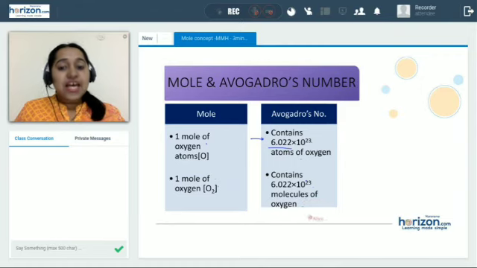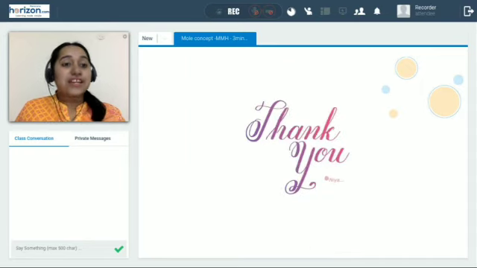Well, yes. This is the simplest way of defining mole, that 1 mole of any substance contains these many, that is Avogadro number, 6.022 times 10 to the power 23 particles. So this is the easiest way of defining mole, but we are yet to look into the scientific definition of mole that we will see in the upcoming sessions.